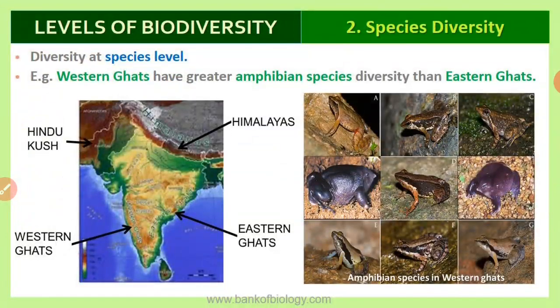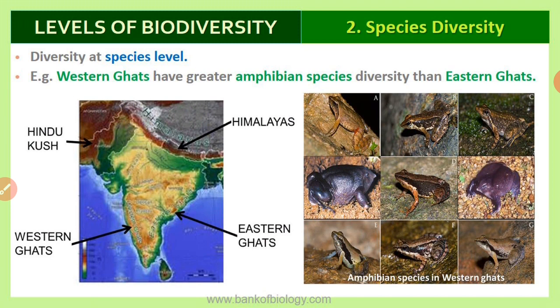Then coming to the next one, species diversity. Species diversity is the diversity seen at the species level. For example, you can take the Western Ghats. On the left side of the slide they have shown you the Himalayas, the Hindu Kush, as well as the Western Ghats and Eastern Ghats. We are now talking about the Western Ghats. Even our Karnataka and Maharashtra have the Western Ghats. This Western Ghats has a greater amphibian species diversity than the Eastern Ghats. The Western Ghats has more species, that is, amphibian species.